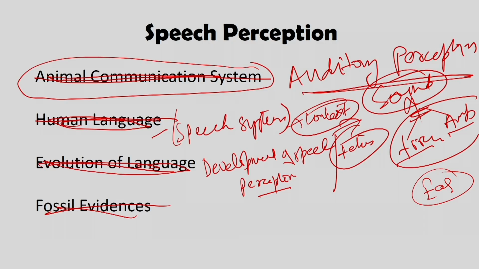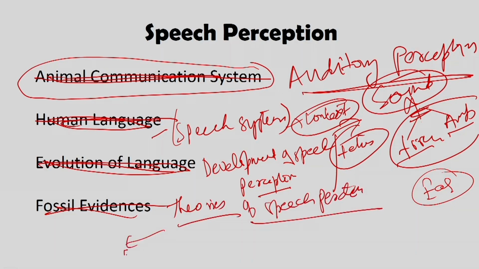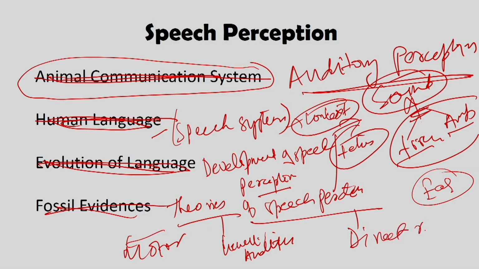Lastly, we focused on something called theories of speech perception. So, we looked at 3 different theories of speech perception. We looked at something called motor theory. We looked at something called the general auditory framework, and we looked at something called the direct realism theory. So, what is the motor theory?